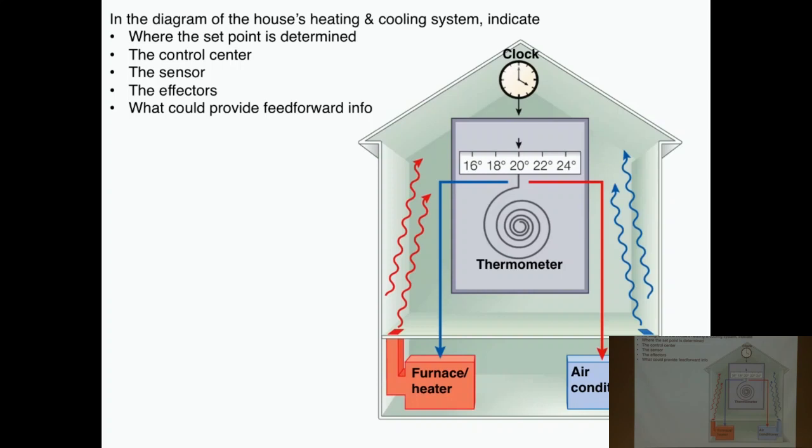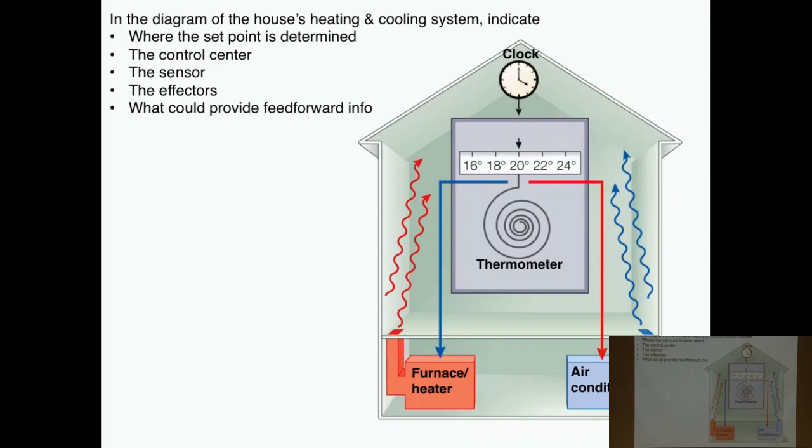Okay, so let's see what people are thinking. Where's the set point determined? What determines the set point of a house's heating and cooling system? Yeah? The thermostat, yeah, exactly. What is going to be the control center? Yeah? So the control center is actually also the thermostat. What would you consider, so the thermometer is related to that, yes. So the thermometer is actually the sensor.